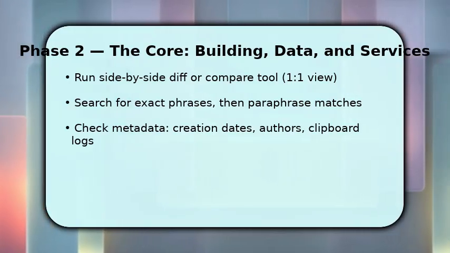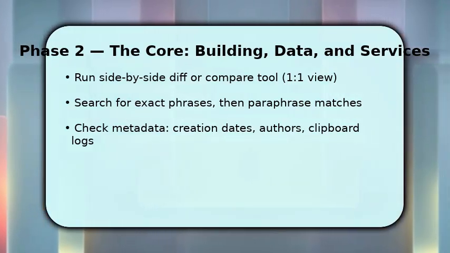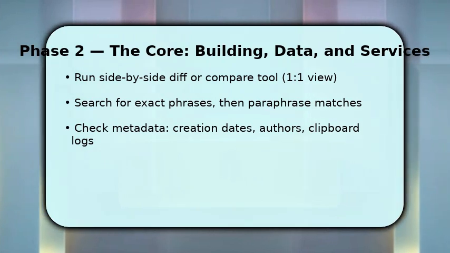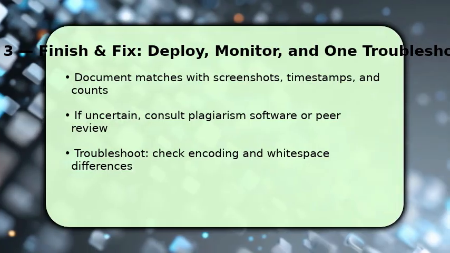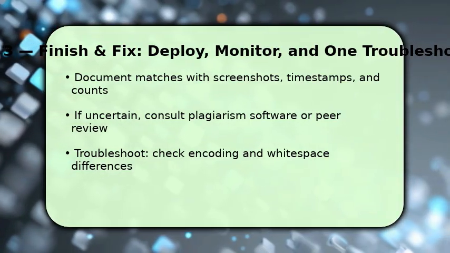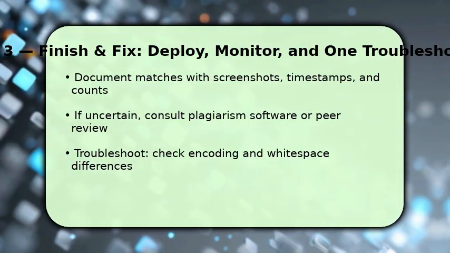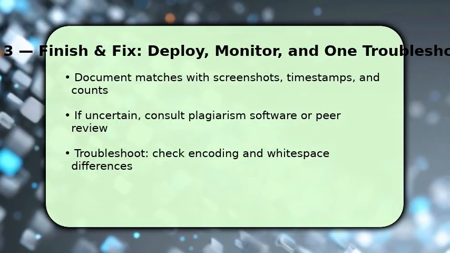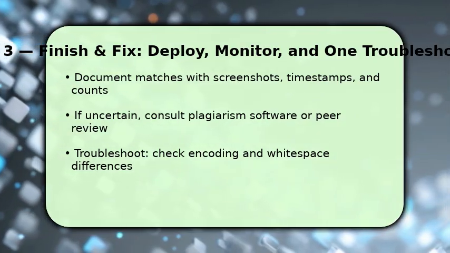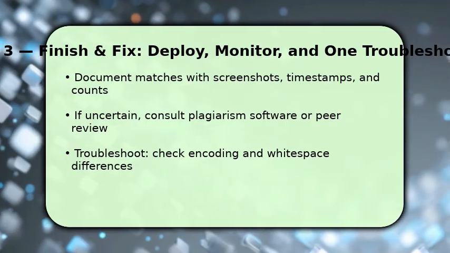You finish by compiling a clear report. List matched passages, include screenshots, line numbers, and character or word counts for each match. Explain why the overlap indicates copying versus coincidence and suggest corrective actions. If results seem ambiguous, run professional plagiarism software or ask a colleague to perform an independent check.